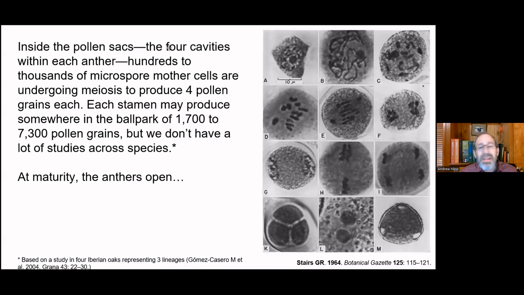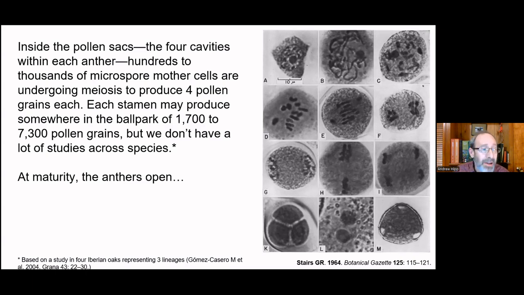Just hide this so you can see. Inside each pollen sac, these 4 cavities that are within each anther, you get hundreds to thousands of mother cells that are undergoing meiosis. This is a 2-phased cell replication, DNA replication, and cell division process that may produce anywhere from 1,700 to 7,300 pollen grains in a single anther.